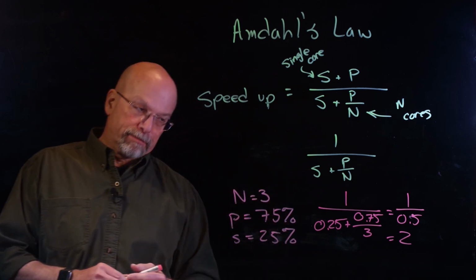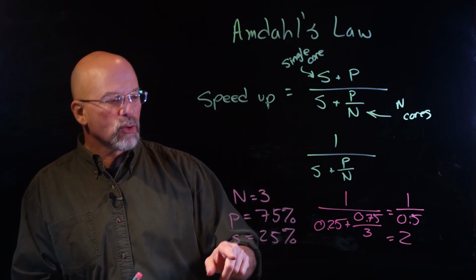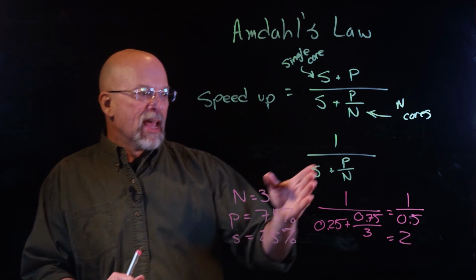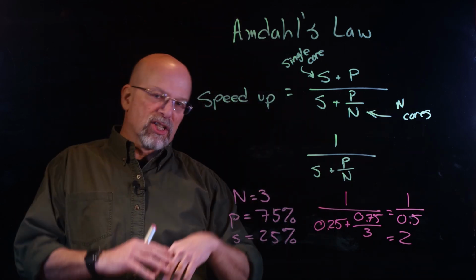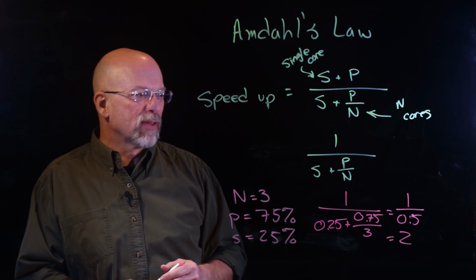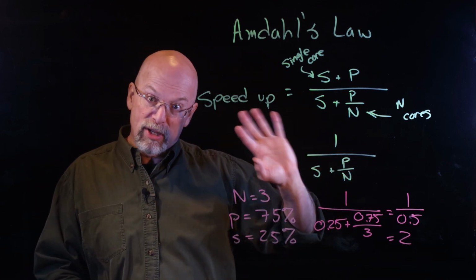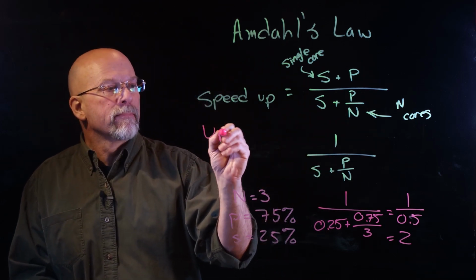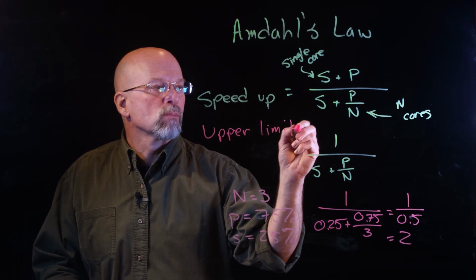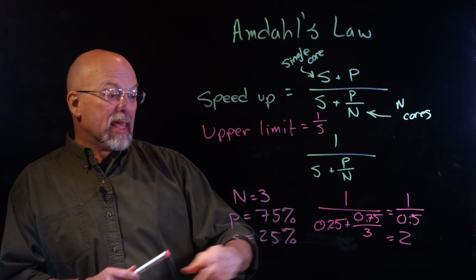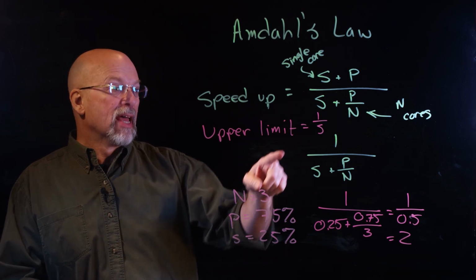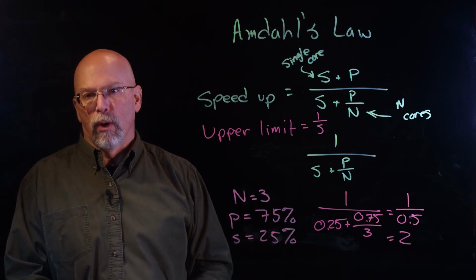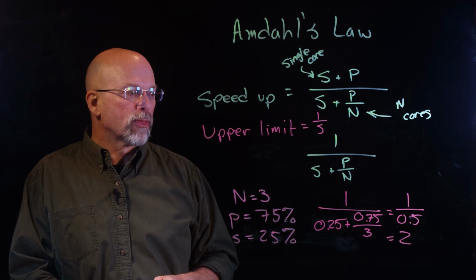So what's the upper limit? For this particular situation, with 75% parallel and 25% sequential, if I let N skyrocket as high as I could, the limit as N goes to infinity, then P over N becomes 0. It drops out of our expression, and we get 1 over S. So the upper limit is equal to 1 over S. In the case of our 25-75% split, the fastest speed up, according to Amdahl's Law, that we can get is 4, no matter how many processors we throw at the problem.